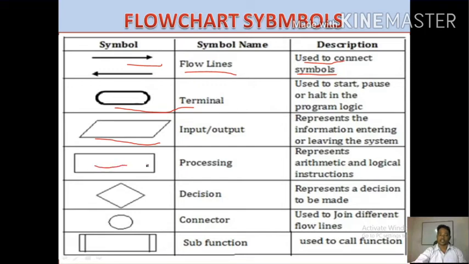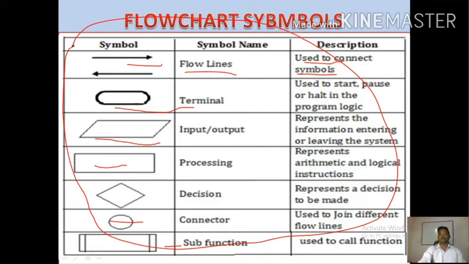The next symbol is the rectangle, and this is called processing. It represents arithmetic and logical instructions. This is called a rhombus, also called the decision box, and it represents the decisions to be made. This is called a connector and is used to join the different flow lines. The last one is the sub function, and this is used to call a function. So these are all the symbols we basically use to make a flowchart from an algorithm. These are the symbols of flowcharts.